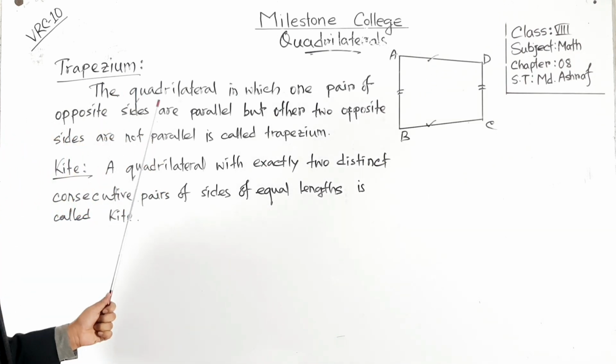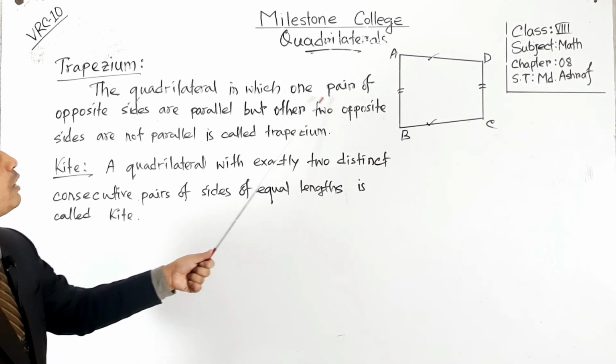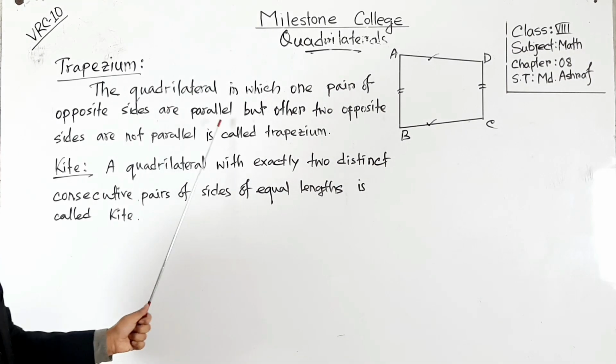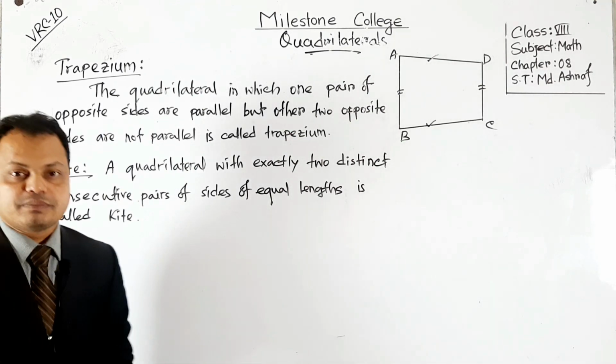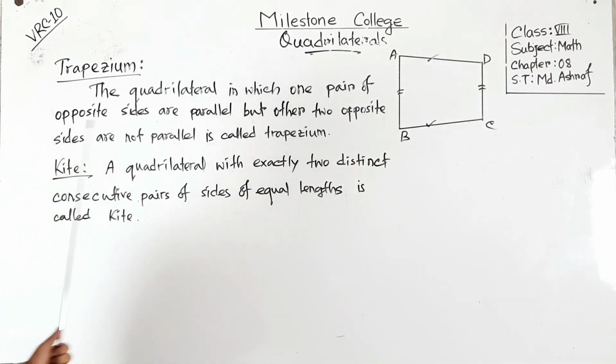I repeat again, the quadrilateral in which one pair of opposite sides are parallel but the other two opposite sides are not parallel is called a trapezium. I think you have got it. Now another one, this is the last one for definition.